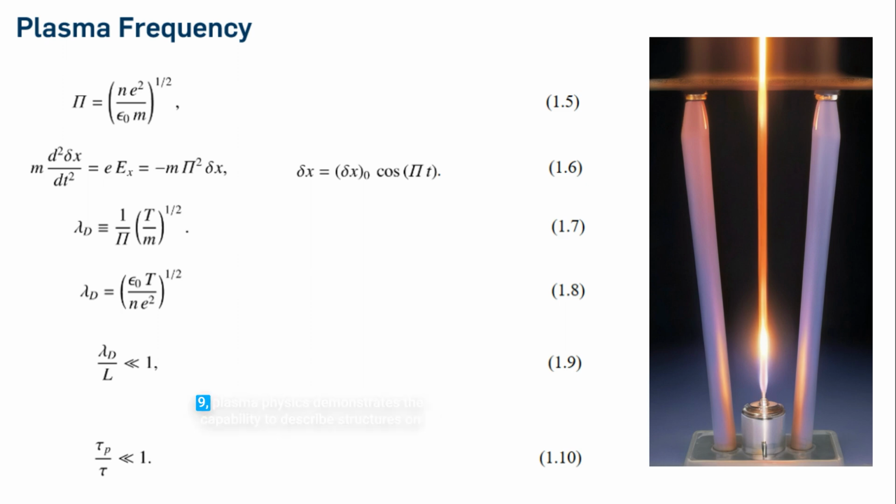Despite the conventional requirement of equation 1.9, plasma physics demonstrates the capability to describe structures on the device scale, as exemplified by the theory of the Langmuir sheath, a boundary layer surrounding a plasma confined by a material surface. Hazeltine and Waelbroeck, 2004, Lieberman and Lichtenberg, 2005.